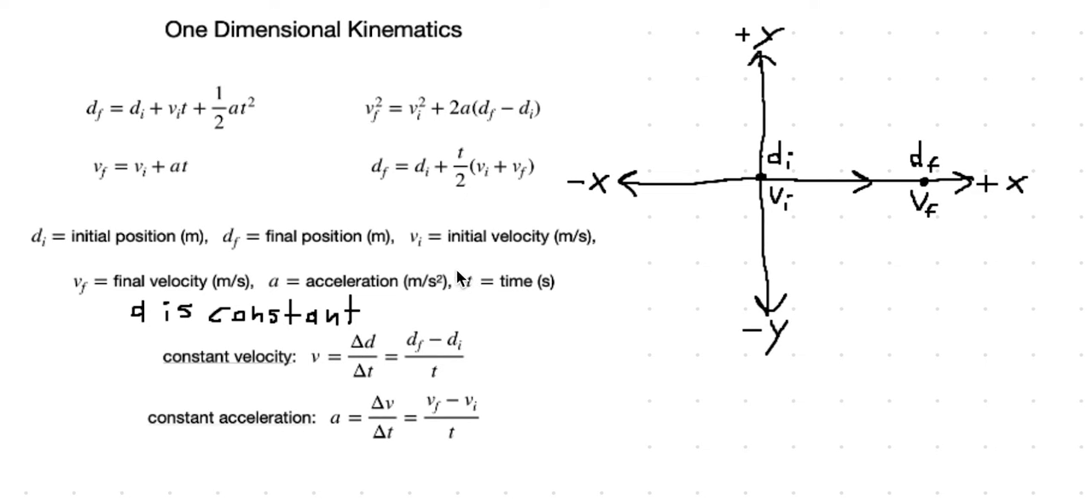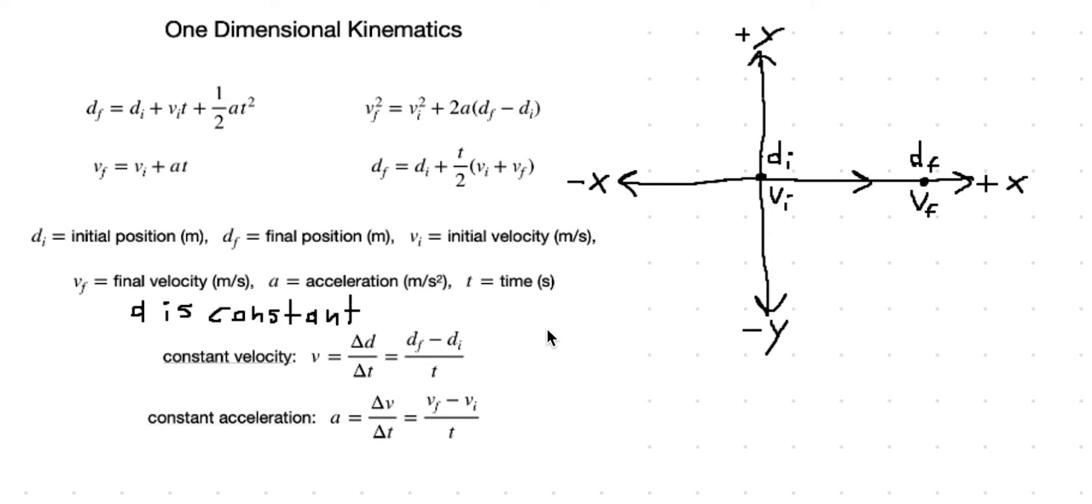So what about the units for these variables here? The units are what the variables are measured in. Initial position and final position are measured in meters. So we're using meters instead of feet because we're going to use the metric system for these problems. And then initial velocity and final velocity are going to be measured in meters per second. And then the acceleration is going to have units of meters per second squared. And then the time is going to be measured in seconds.